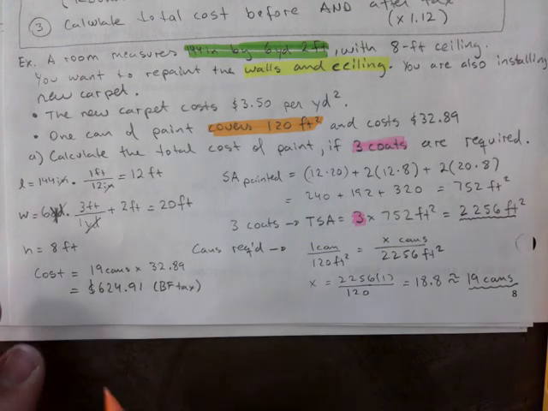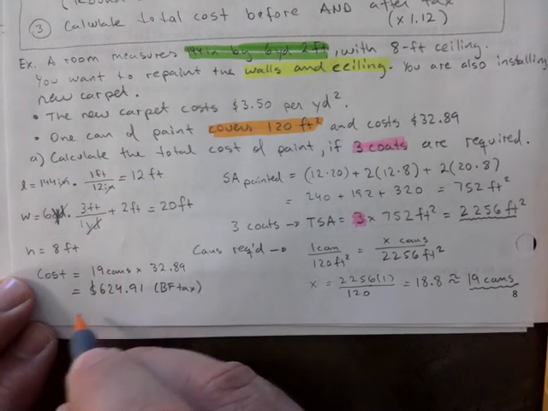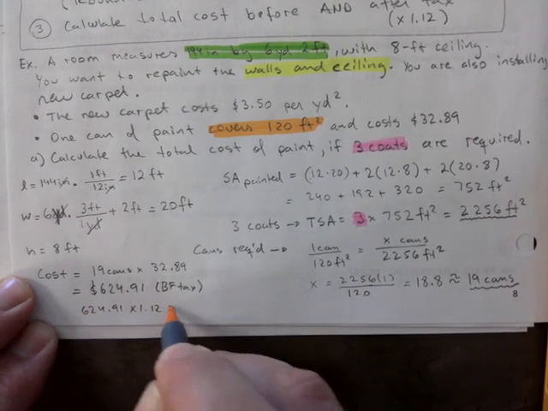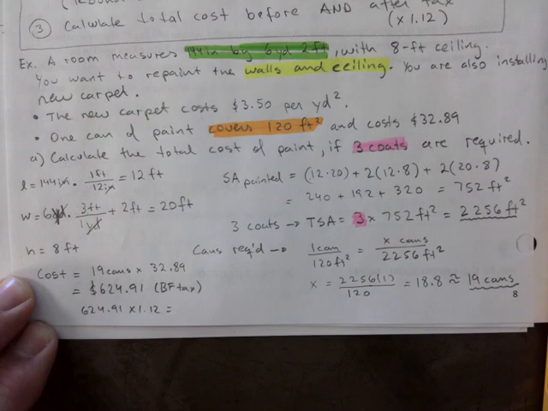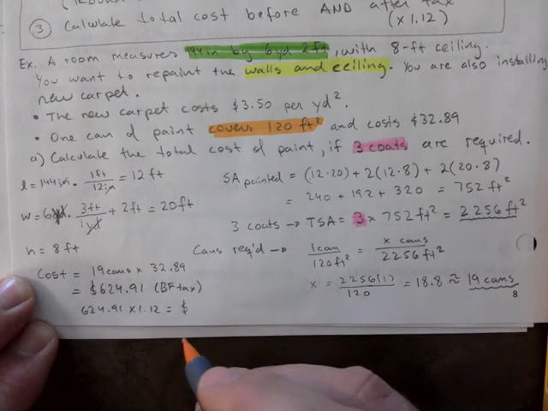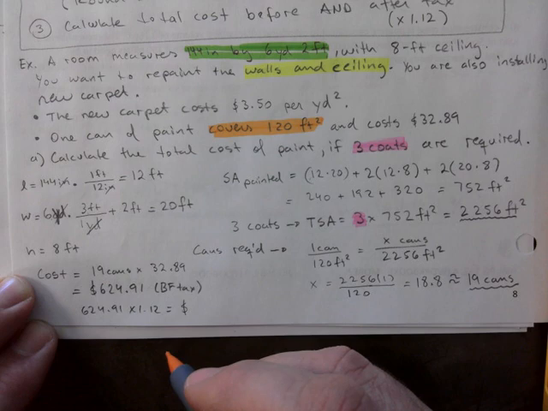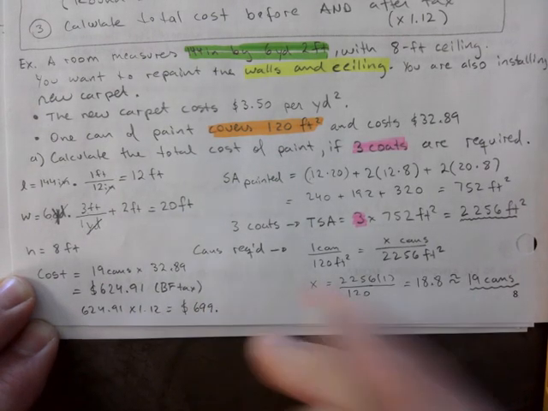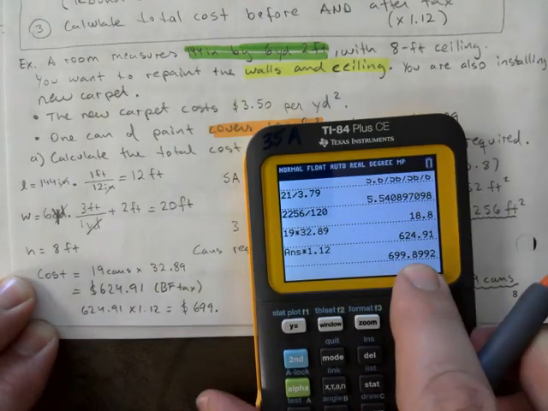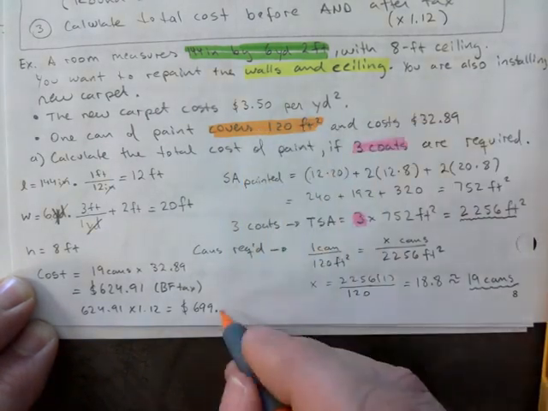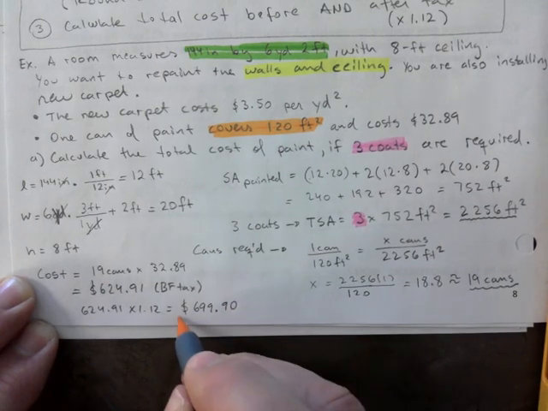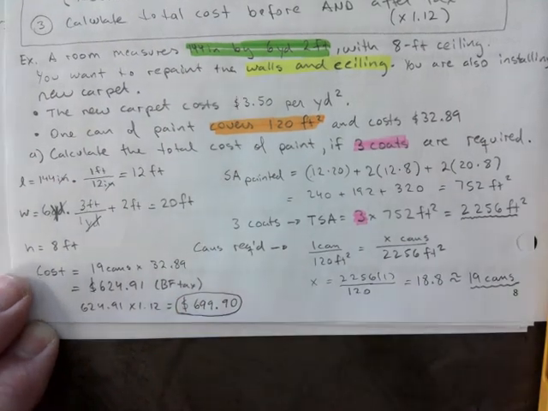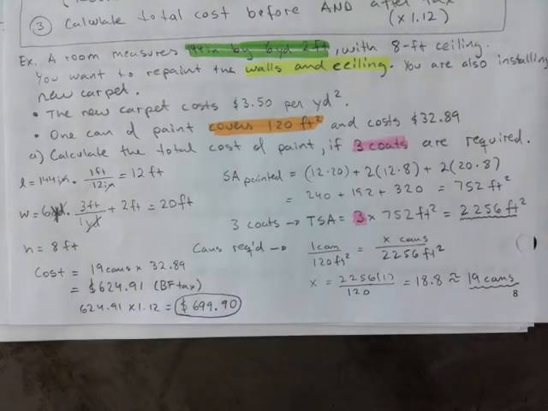And then 624.91 times 1.12. That would be 699.899, right? So that turns to 90. So I'm going to circle this because this would really be right now answering that question if I had asked you after tax.